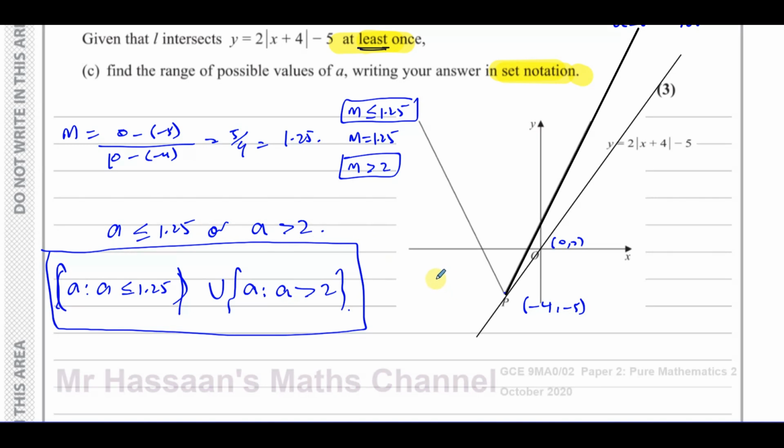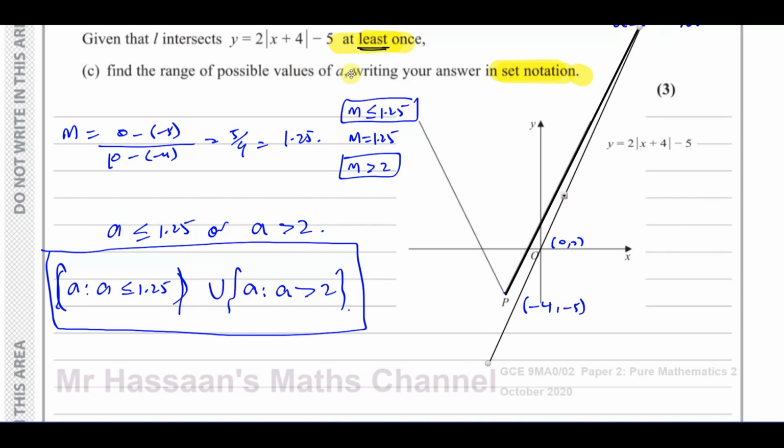So I hope that was clear. You have to just visualize how this line will intersect as it goes along, and you can see that this is going to be the limit of one of the points where it will intersect. If the gradient of the line increases more than 1.25, it's not going to intersect until it reaches 2. So it has to be less than 1.25, and then it has to be greater than 2. When it's greater than 2, they're going to intersect again at least once up here somewhere. So those are the two.